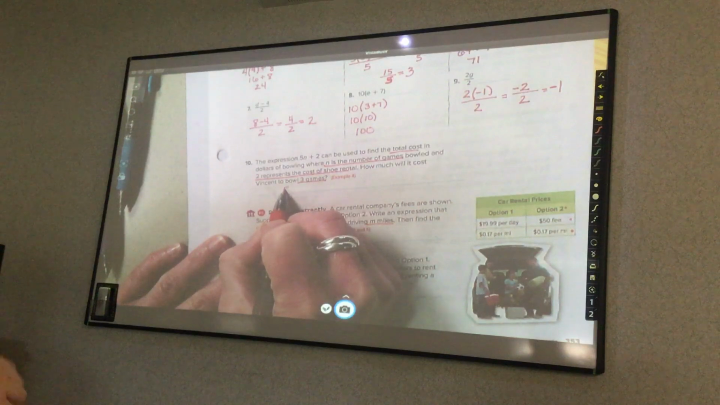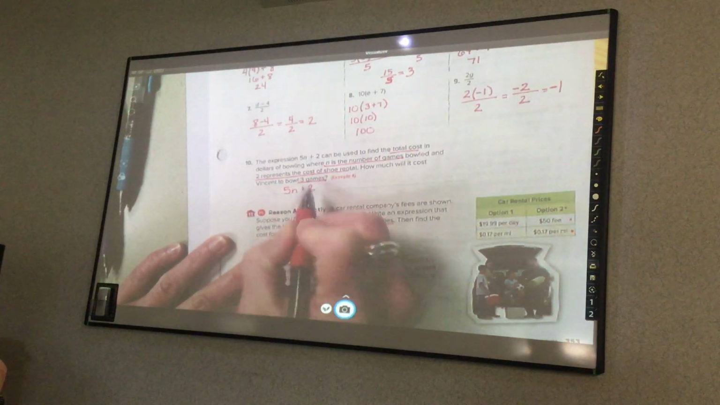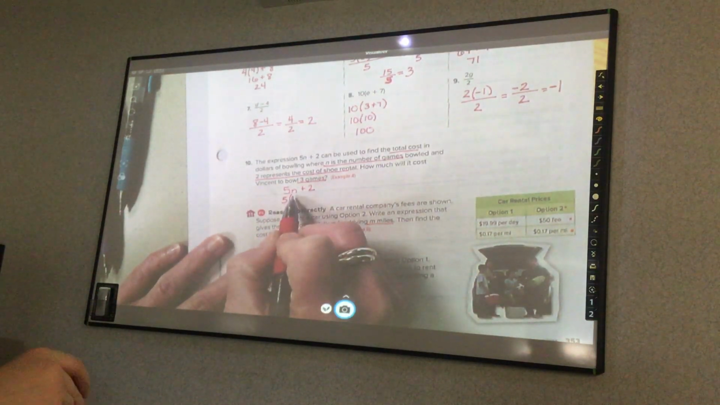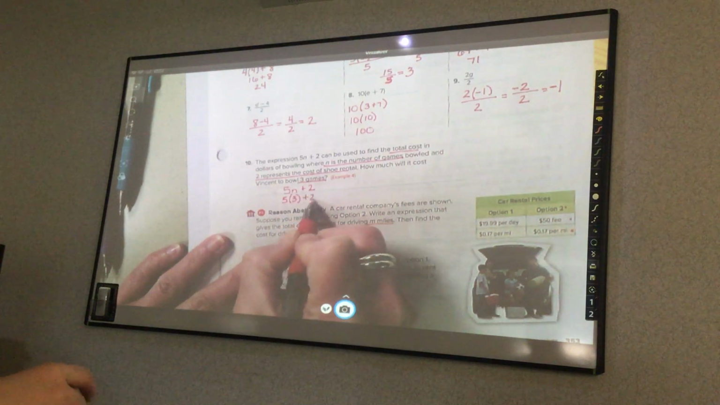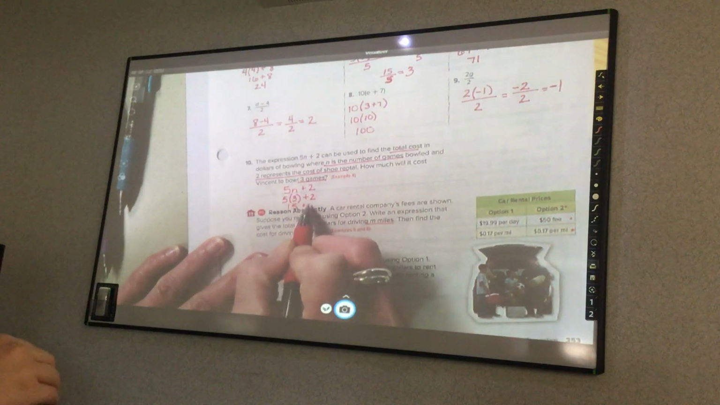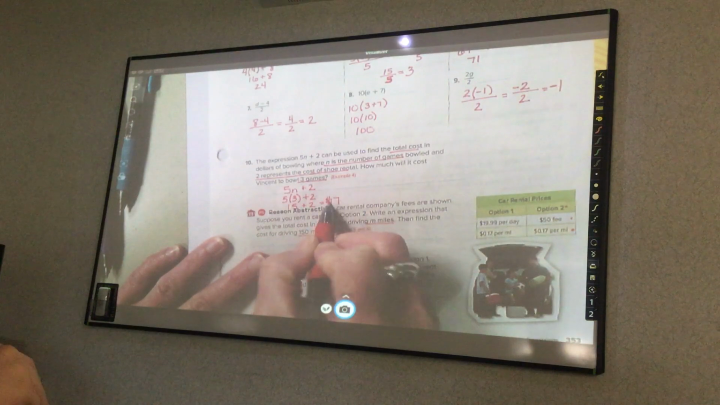So I start with my original equation, 5n plus 2. So then it's 5 times, what's my n? 3 plus 2. So 5 times 3 is? 15. And then 15 plus 2 equals? So it's going to cost $17.